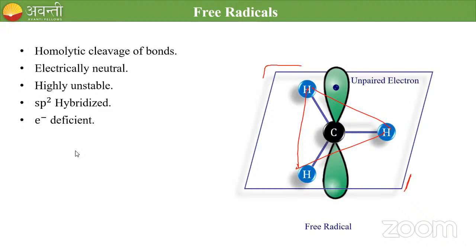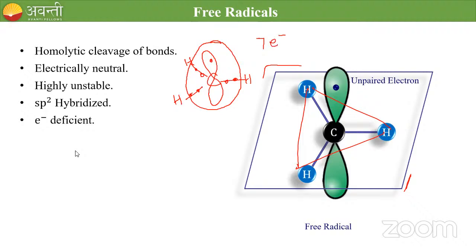And they are electron deficient in nature. Around this carbon, we have 7 electrons, right? How many electrons do we have around this carbon? Each bond contains 2 electrons: 1, 2, 3, 4, 5, 6. And also in the p orbital, we have 1 electron. So around this carbon, we have 7 electrons. Only if there are 8 electrons, the compound is stable, and we can say that they are electron precise. If it is less than 8 electrons, then they are electron deficient. So since the carbon free radical has 7 electrons around it, it is electron deficient in nature.